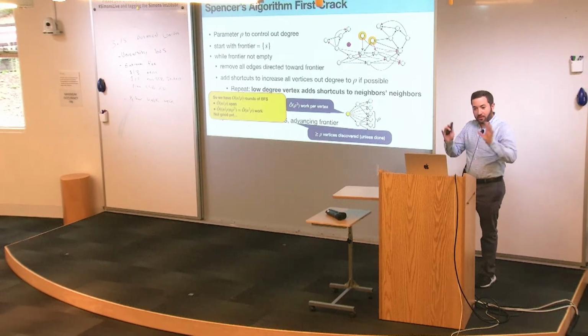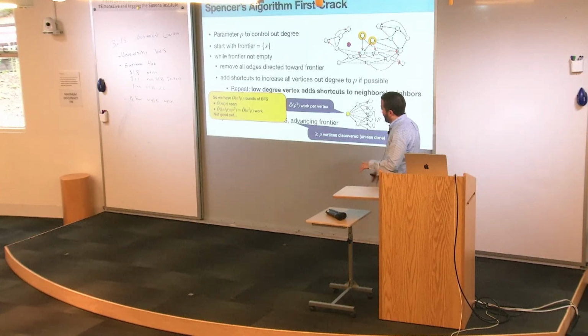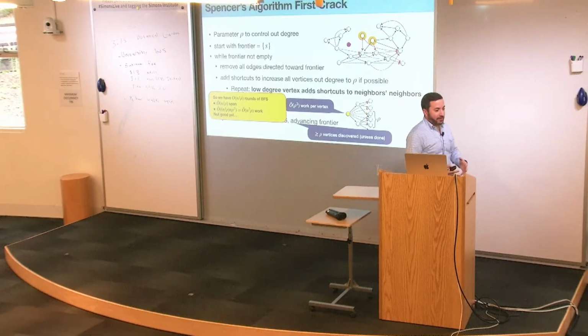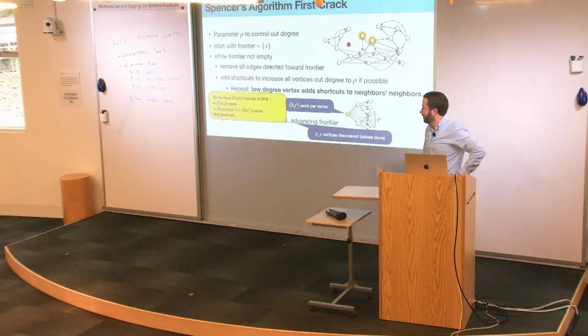Okay, so that's the warm-up implementation. Why do you keep doing doubling after every round of the BFS? Well, that's a good question. It's very wasteful. As a first crack, it's not obvious how to beat that, but Spencer's algorithm has a nice little trick to do that. So that's what I'm going to do on the next slide.